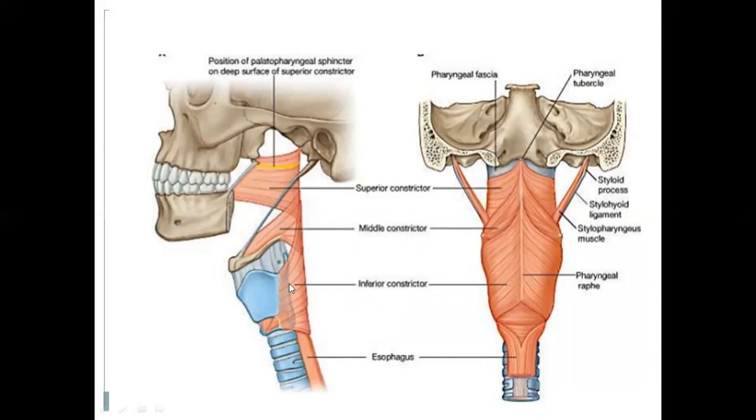This is the middle constrictor. The middle constrictor arises from the stylohyoid ligament, and it also arises from the lesser cornu and the greater cornu of the hyoid bone, and it goes backward and attaches over the pharyngeal raphe.